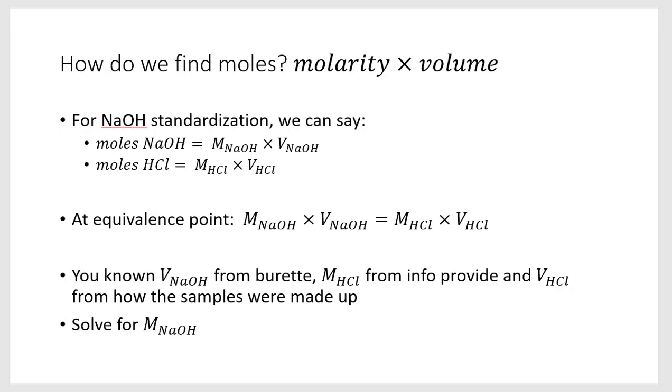So this equality, molarity of NaOH times volume of NaOH is equal to molarity of HCl times volume of HCl, is true only at the equivalence point, which we're approximating as when the color changes. Now, using a burette, which is a method of measuring out different volumes of liquid, we'll know the volume of NaOH. You're going to be told the molarity of the HCl, and you're going to use a specified volume of HCl in the sample you make up. And therefore, we can solve for the molarity of NaOH.